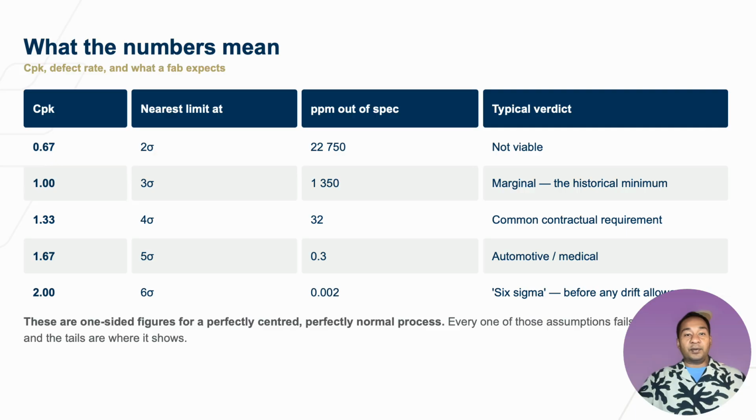CPK of 1.67, 5 sigma, 0.3 ppm: automotive and medical. CPK of 2, 6 sigma, 2 parts per billion before any drift allowance, which we will come back to. Every number in that column assumes a perfectly centered, perfectly normal, perfectly stable process. All three of those assumptions fail a little in practice, and they fail hardest in the tails, which is exactly where these numbers live. Treat the ppm column as an order of magnitude, not a prediction.